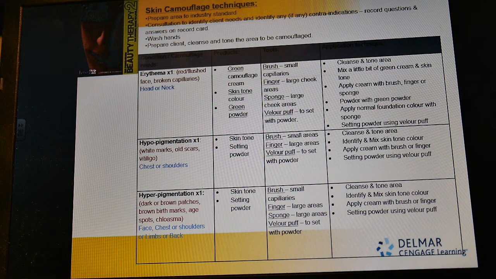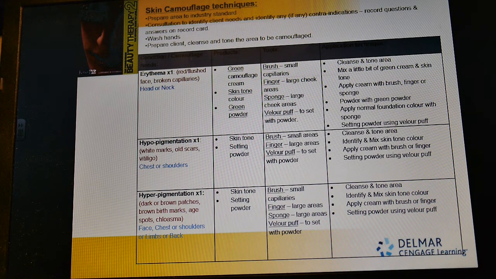So cleanse and tone the area, mix a little bit of green cream colour corrector with the skin tone. Apply the cream with a brush, finger or sponge, and powder over the top. It says green powder here, but just use translucent powder for us because we don't have the green powder in our kits. And then you would apply your pure normal skin colour match cream with a sponge over the top, and then set with powder using a velour puff as your last step. Okay, so it gives you a few little tips there.